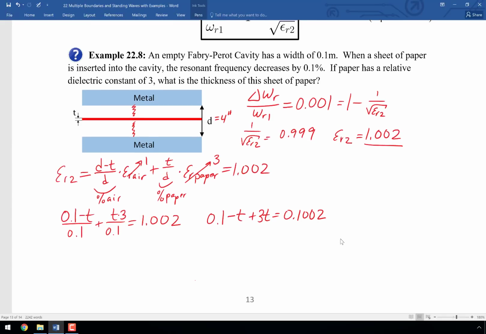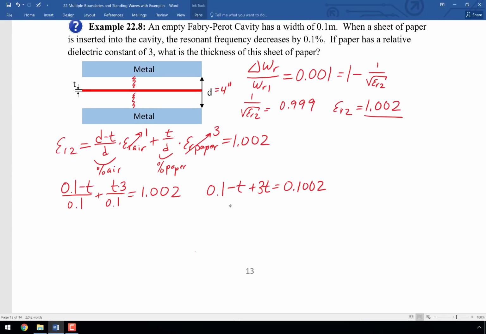This left-hand side, I'm going to reduce down to just 2t. So 2t, if I subtract 0.1 from both sides, is equal to 0.0002. And t is equal to 0.0001 meters, which is 0.1 millimeters. And that's about right for a sheet of paper. 10 sheets of paper to a millimeter. Is 10 sheets of paper about the thickness of a dime? It's probably in the right ballpark.